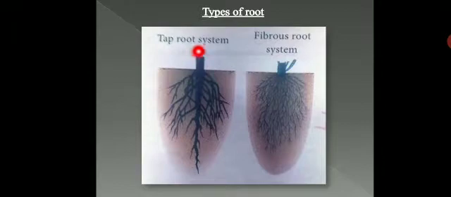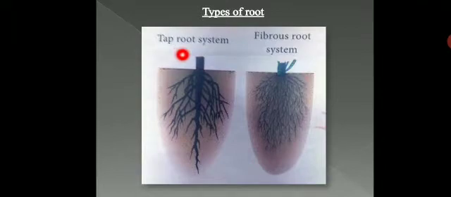Taproot system is well known for dicots. Fibrous root systems are well known for monocots. This is the common classification, and from the lower section we want to study in an elaborative way what is taproot system and what is fibrous root system. Here, what is taproot system?